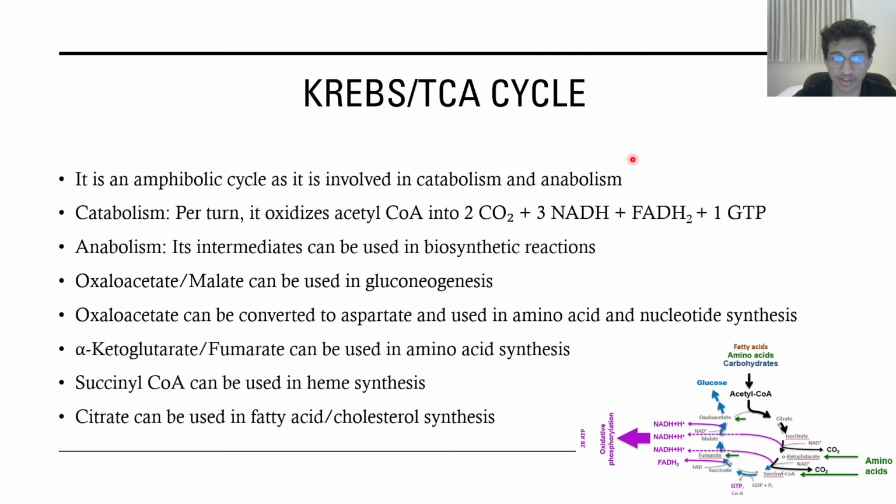Now let's talk about the Krebs cycle. The Krebs cycle is an amphibolic cycle, and what that means is that it's involved in both catabolism and anabolism. Now in catabolism, it oxidizes acetyl-CoA, which is produced from the link reaction, into 2 CO2, 3 NADH, 1 FADH2, and 1 GTP. Now this is per turn. It may have multiple turns for a single glucose molecule. And for anabolism, the intermediates of the TCA cycle can be used in biosynthetic reactions. And these are examples. Of course, you have to know them.